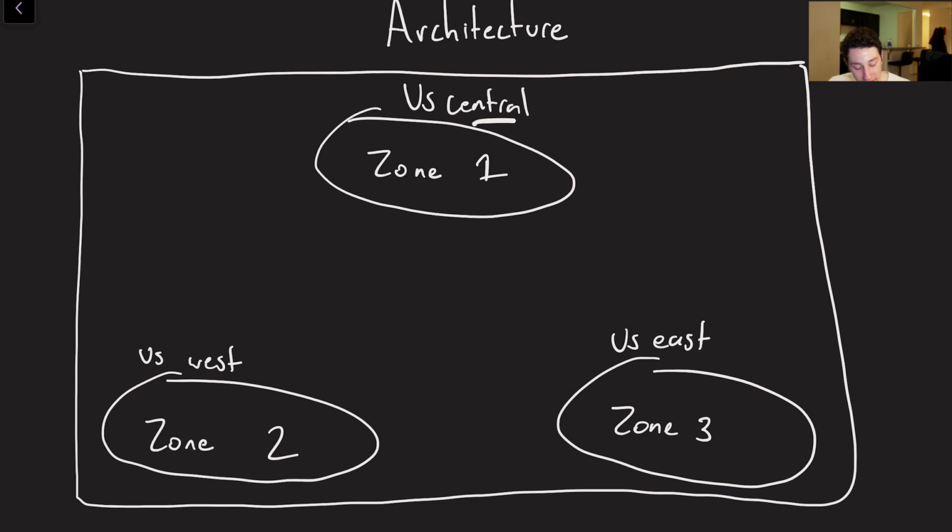So they've got a US Central zone, a US West, and a US East, and the idea is, we have multiple zones which are a few thousand miles apart from one another, so that if data is corrupted or there's a natural disaster in one of these zones, we can still access it from at least one of the other two.